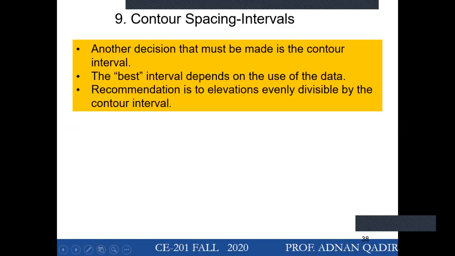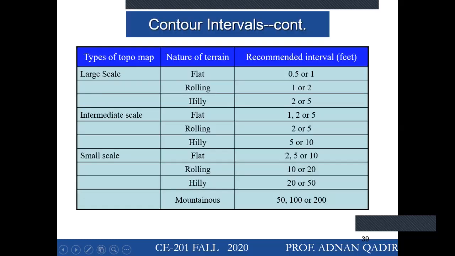Another decision that must be made is the interval. The best interval depends on the use of the data. The recommendation is to use elevations evenly divisible by the interval. For large scale, depending on the nature of the terrain, we say 0.5 feet to 1 foot. Rolling terrain, 1 foot to 2 feet. Hilly terrain, 2 feet to 5 feet. Similarly, in intermediate scale, you can use 1 foot, 2 feet, 5 feet intervals.